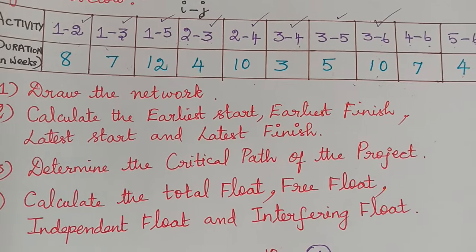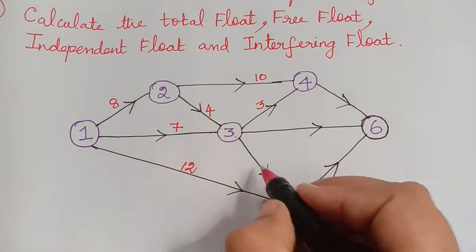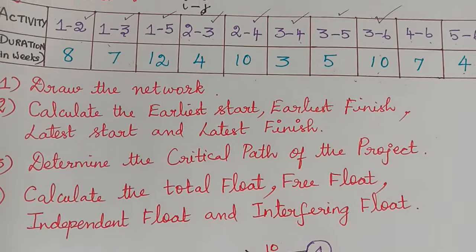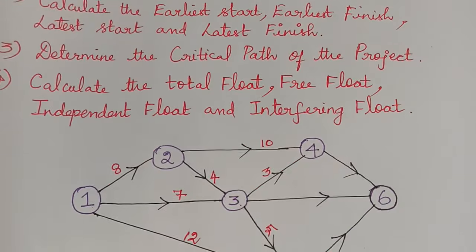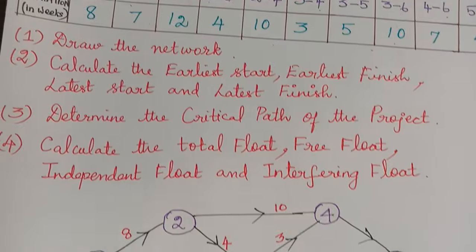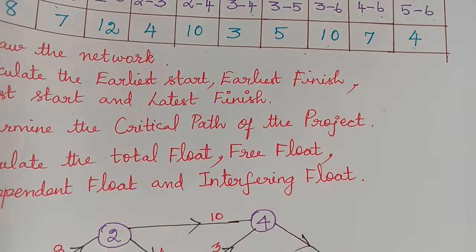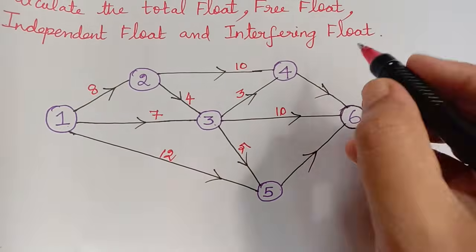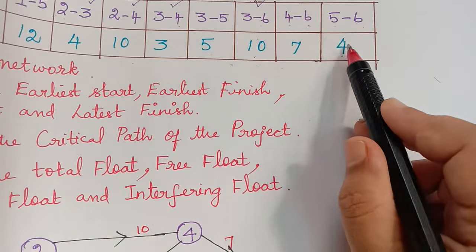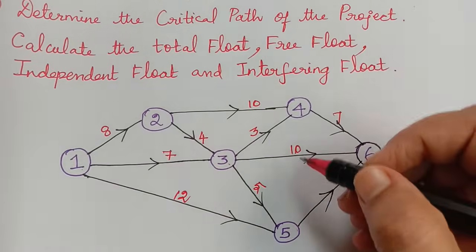And then to complete the activity 3 to 5, it takes 5 weeks. And then to complete the activity 3 to 6, it takes 10 weeks. And then to complete the activity 4 to 6, it takes 7 weeks. And finally we have the activity 5 to 6 and the duration taken is 4 weeks. So that we will write over here.